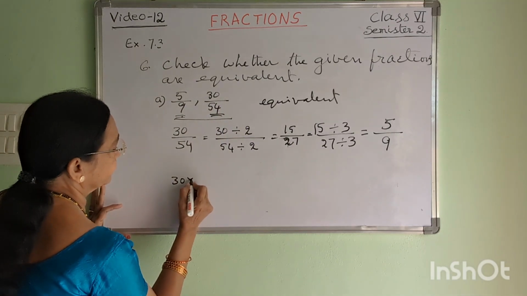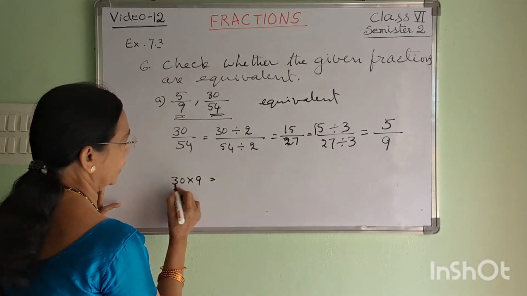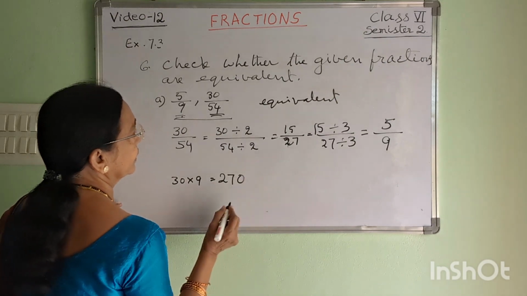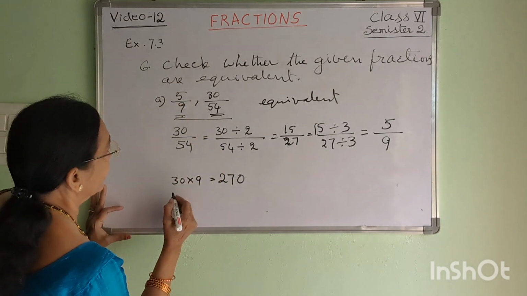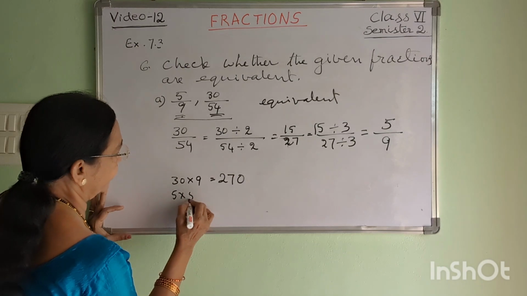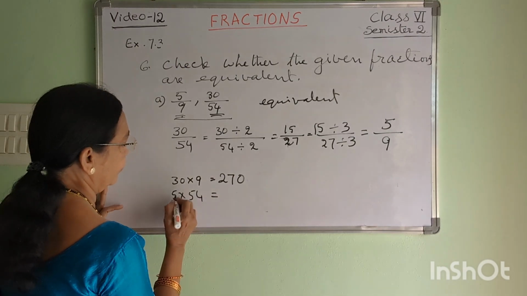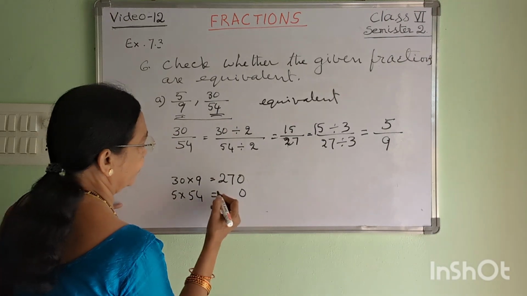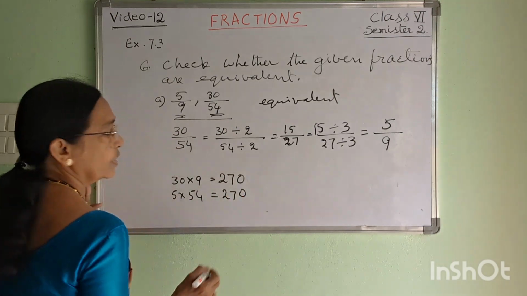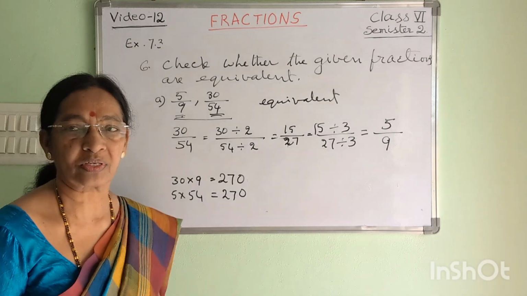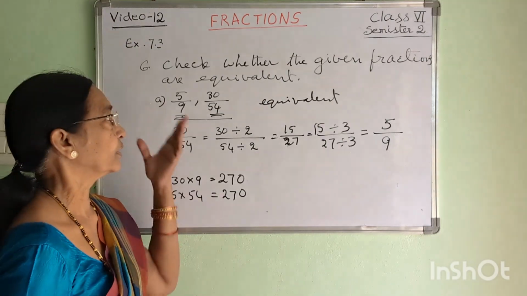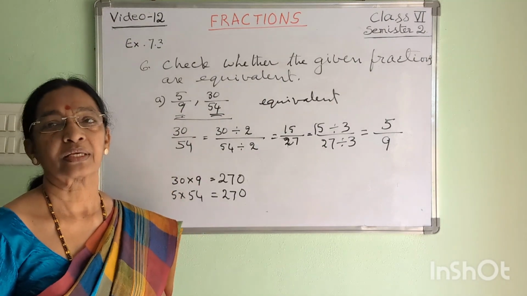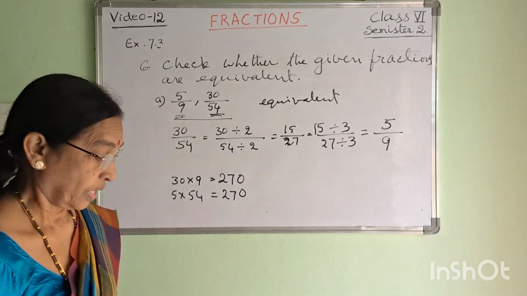30 into 9. 30 into 9 is equal to, 9 3s are 27, 270. And we will take this one. 5 into 54 is equal to, 4 5s are 20, 5 5s are 25, plus 2, 27. So the cross products are equal. Therefore, the two fractions are equivalent fractions.